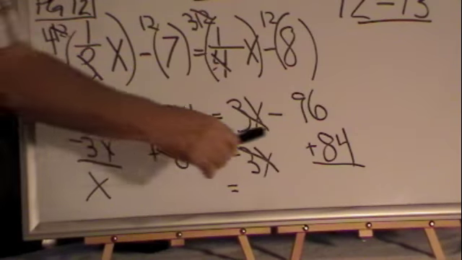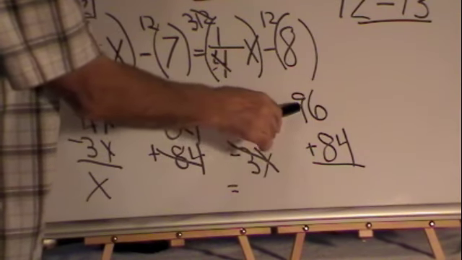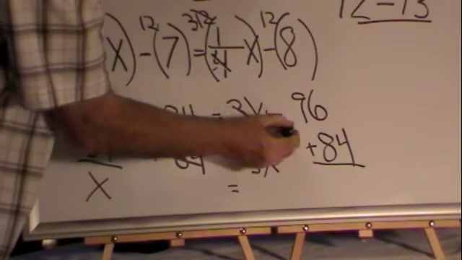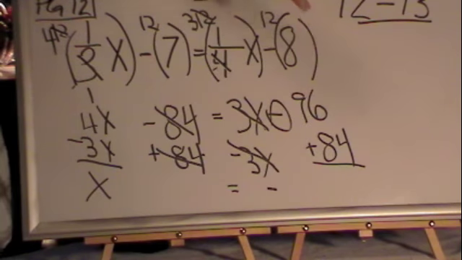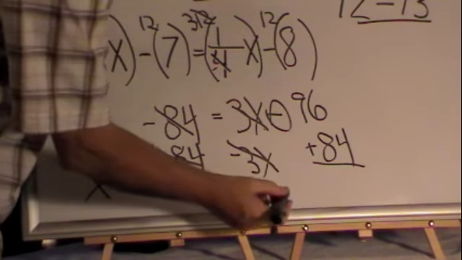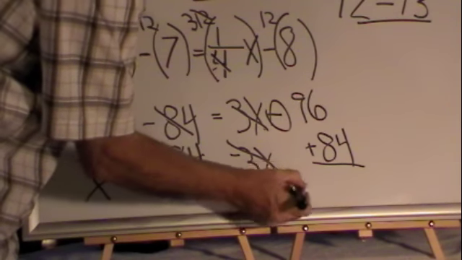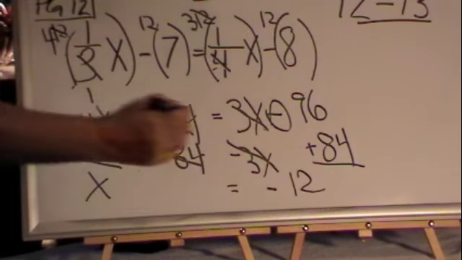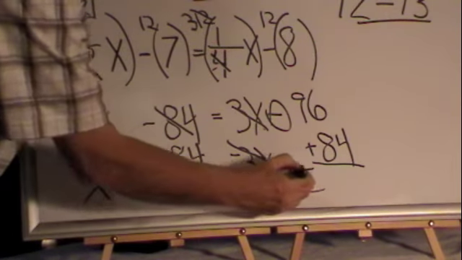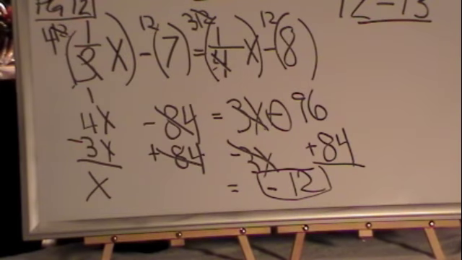And look at that. 84 plus 96 minus. The higher sign, negative. What's 84 from 96? There you go. Oh, okay, there you go. Got the point. Negative 12. There we are. How about that? That's how you work that, guys.